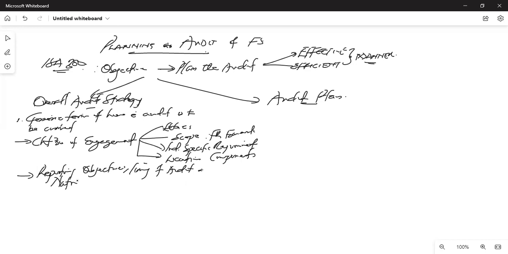So if you discover anything, how are you going to communicate? Very key. We've talked about ISA 250, laws and regulations. We have also talked about fraud. If you see that they are not compliant, or that there are fraudulent activities, how are you going to communicate? Very, very key.